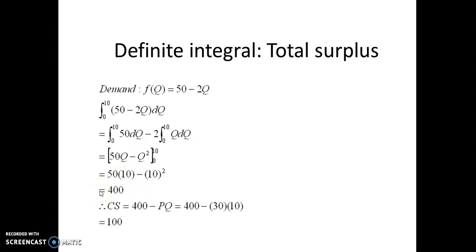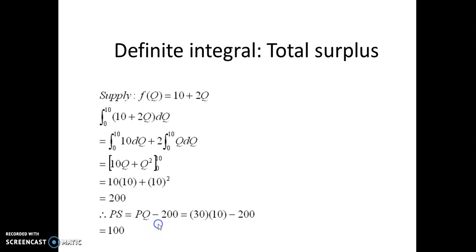But remember, your consumer surplus has now been calculated as the entire area below the demand curve between the limits of 0 and 10. However, you only want the area above the equilibrium price. So we have to say 400 minus the product of P times Q. If you remember, the equilibrium price P was 30 and the equilibrium quantity was 10. So 400 minus 300, since 30 times 10 gives you 300, gives you a consumer surplus of 100.